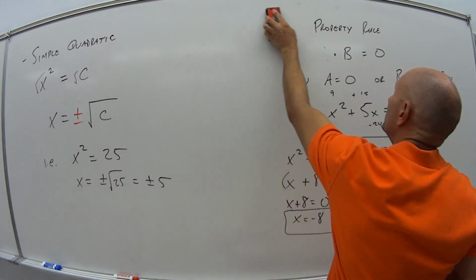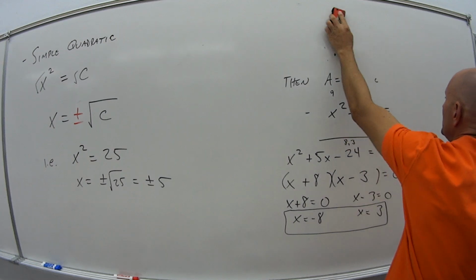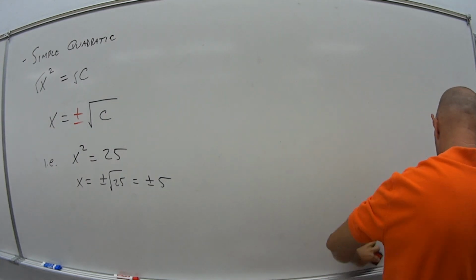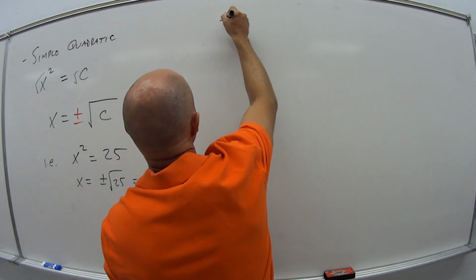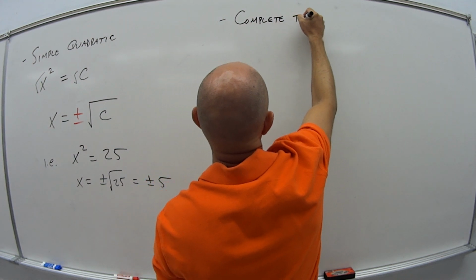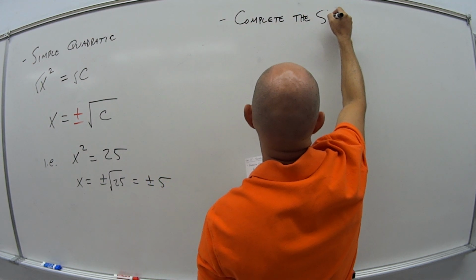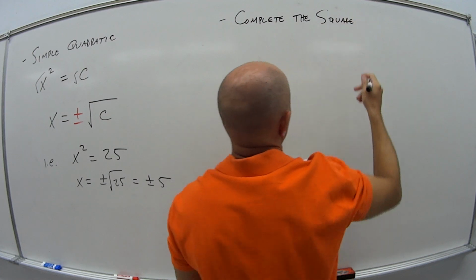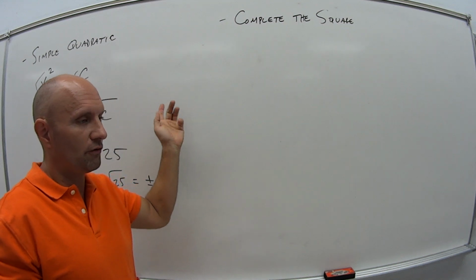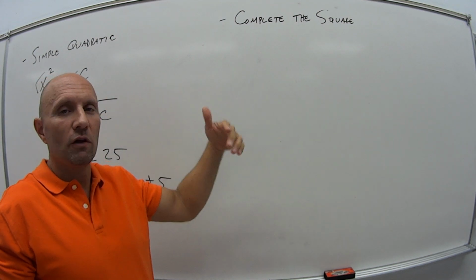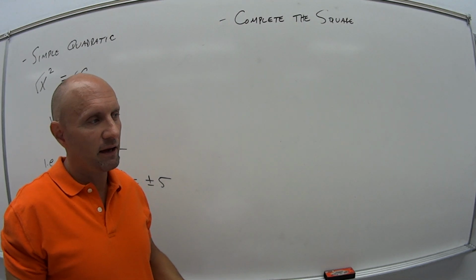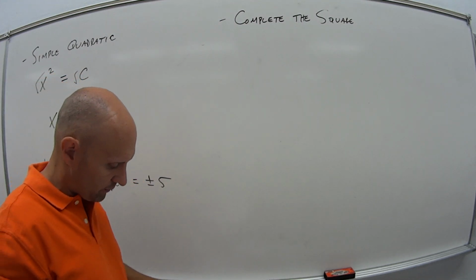Last thing for the first video is completing the square. So we can complete the square to solve quadratic equations. And we're going to use this primarily with a couple situations. One, if it's not a simple quadratic, we can't do it. And what if we can't factor it? So what if we had a trinomial that we just weren't able to factor? Well, one of the things we can do is complete the square.